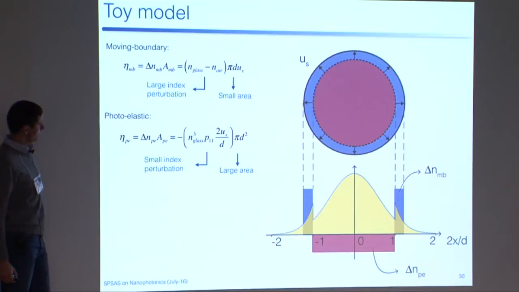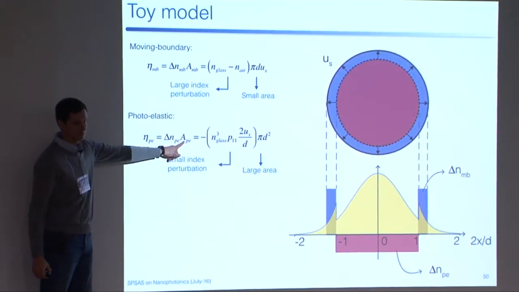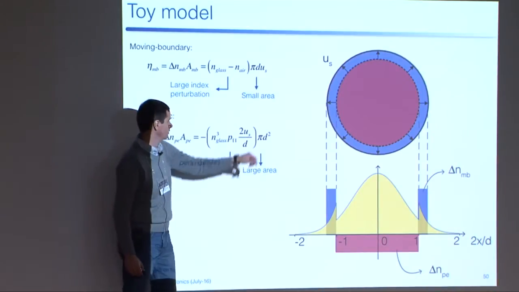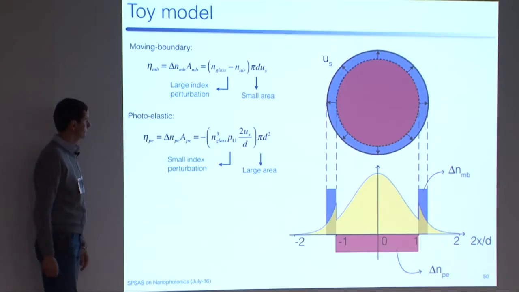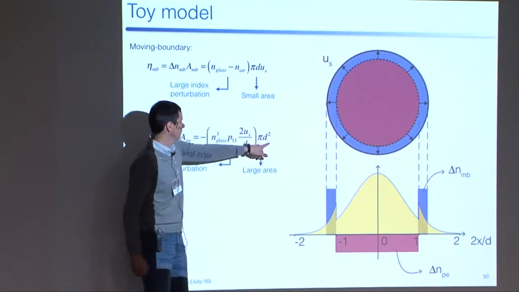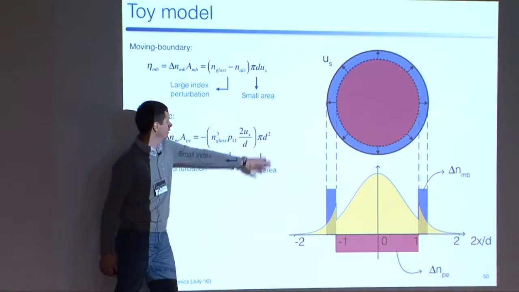We're going to say, again, delta N times area. Well, the area is now very large because it's the entire cross-section. So the area is easy. It's pi times R squared. This is D, so there's a 1/4, but that cancels out another one there. So that's the area right there.